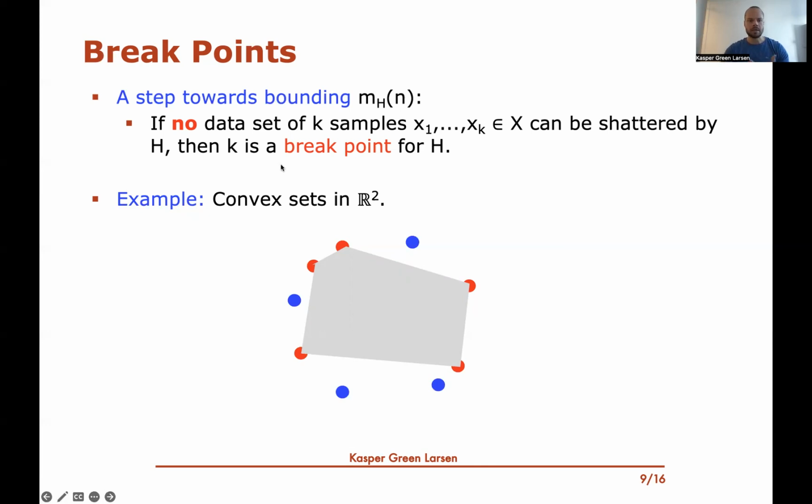And really, the definition of a breakpoint says that there can be no data set of k samples that can be shattered by H. But for every k, you can always put k points on a circle and then you can shatter it. Which means that it doesn't have any breakpoints. The convex sets in 2D do not have breakpoints.